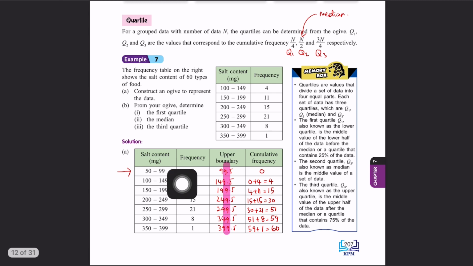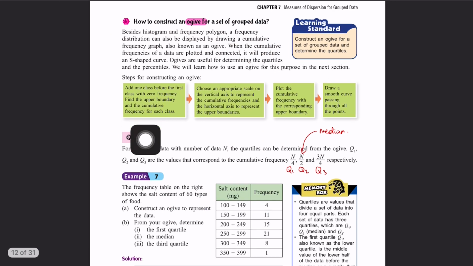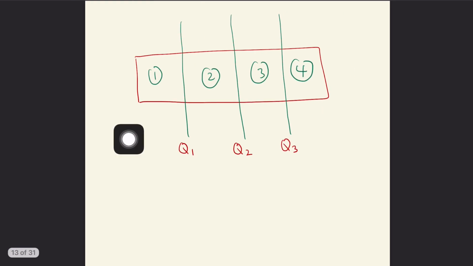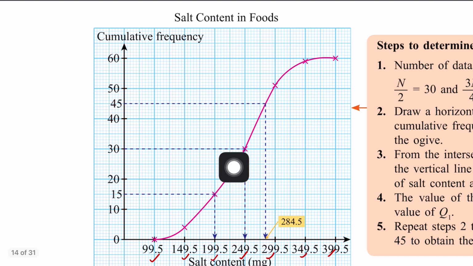Okay, 0. Ni 99.5, tengok sini. 99.5, plot sini. Next 149.5, 4. Tengok sini. 149.5, plot 4. Plot lagi. Seterusnya.